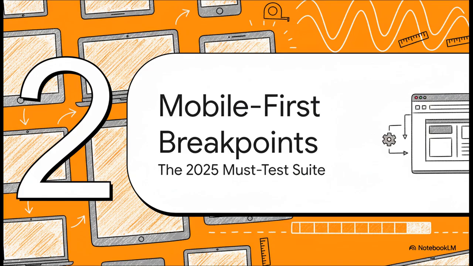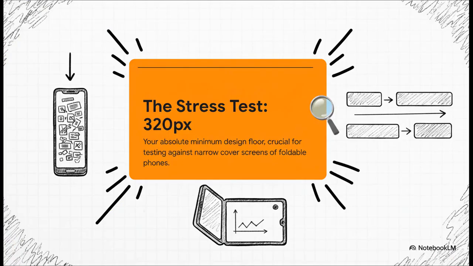So what are these all-important dimensions? Well, this is it. This is your 2025 must-test list. These are the non-negotiable viewport widths that you need to have saved and ready to go in your browser's developer tools. We're going to start at the absolute bottom, 320 pixels.